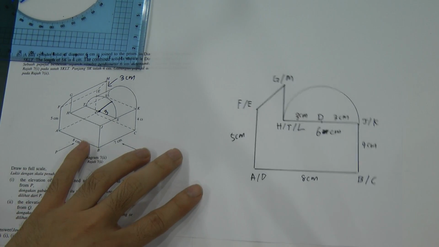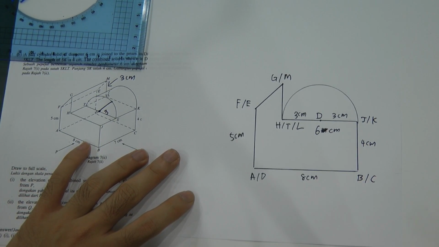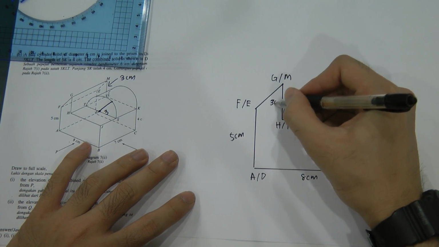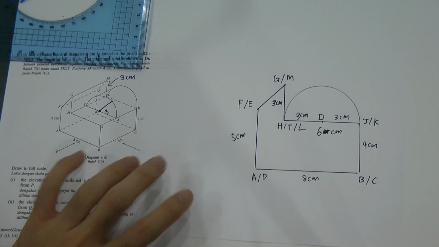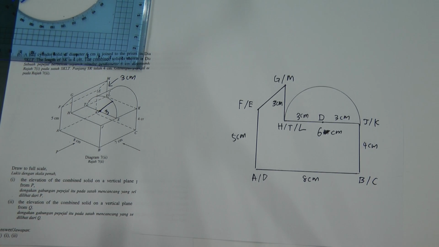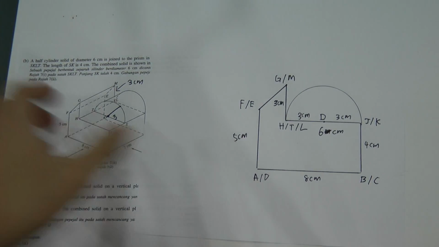Okay, then my whole diagram is done. Here is 3 cm. Remember the label here is 3 cm also, because the height here is 3 cm. Then I label everything. This is for part B. Okay, then we move on.